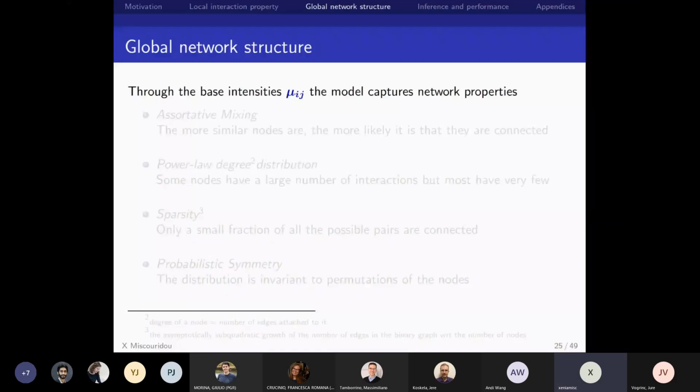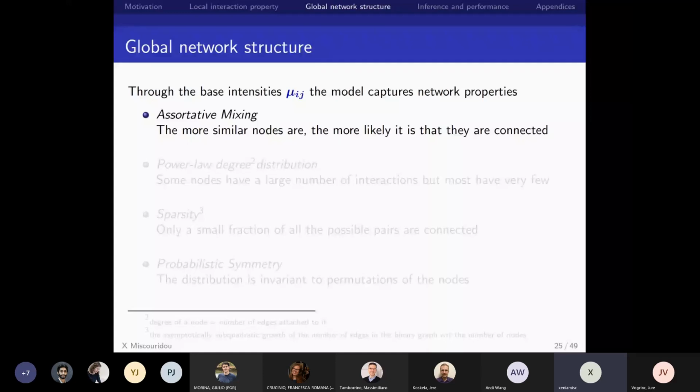The first one is assortative mixing. We assume that the more similar the nodes are, the more likely it is that they are connected. Our underlying assumption is that there's also a latent process that shows how people have affiliations and how they are split into different groups. And we're saying that for two people to actually connect in a network, they have to be similar.